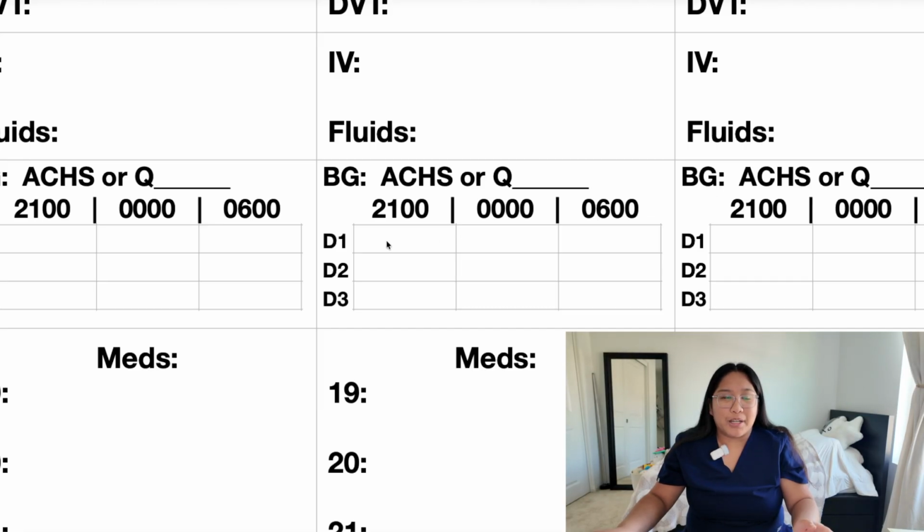Now there's 9 boxes here because there are times in which I work 3 days straight, so I like to see the trends of the blood sugars. So again, day 1 I will put it in black, and then day 2 let's say a pink, and then day 3 a teal, so at least I can see the trend of how the patient was.